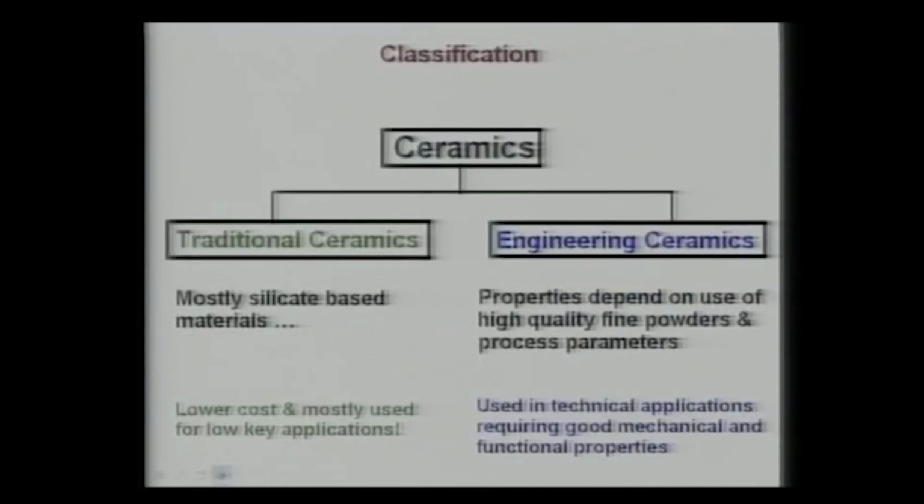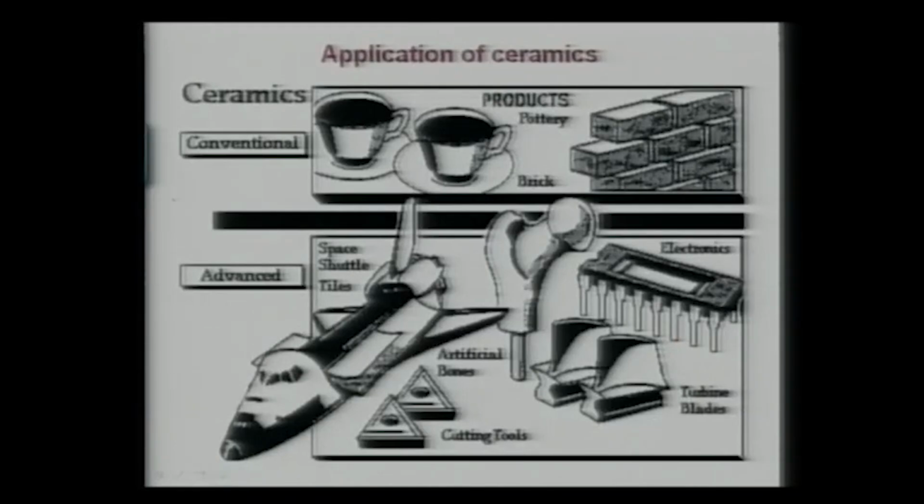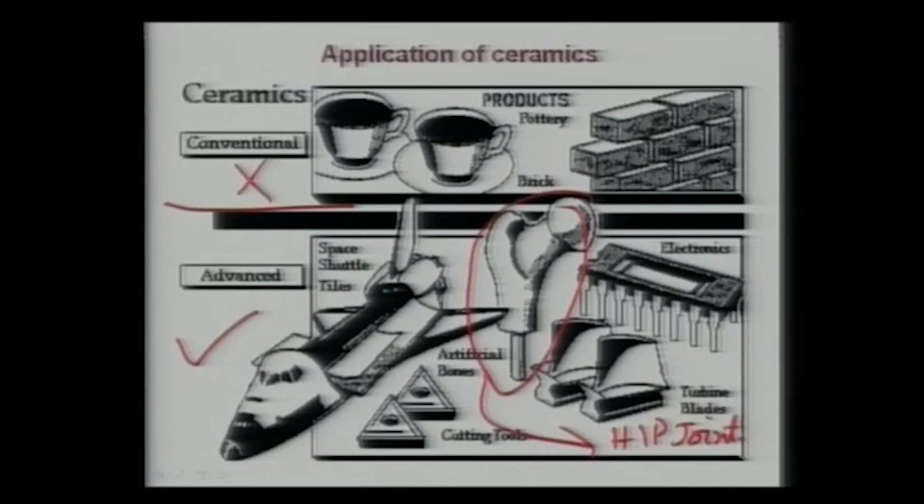Now ceramics can be broadly classified into traditional ceramics and engineering ceramics, but as far as biomedical applications are concerned, we will be mostly dealing with engineering ceramics like alumina and zirconia, where the properties also depend on high quality fine powders and process parameters. As I said, we are mostly dealing with advanced applications, and one of them is artificial bones, shown here for hip joint applications, and as I explained, it is a combination of materials which are used for hip joints.